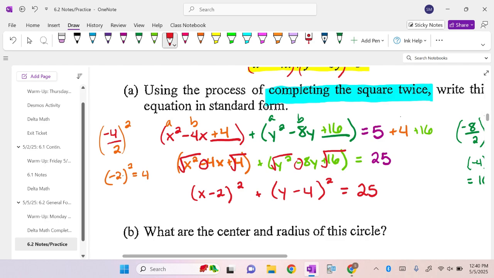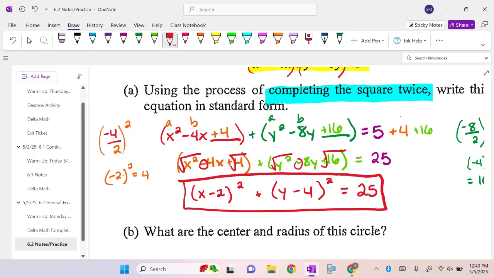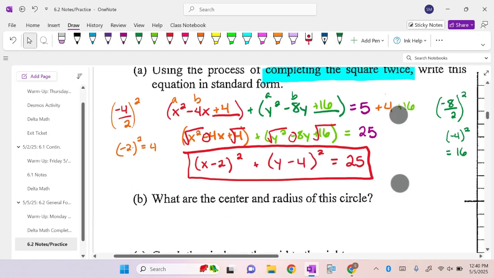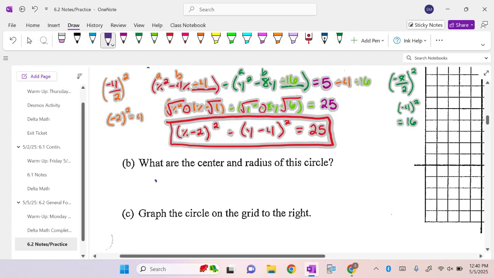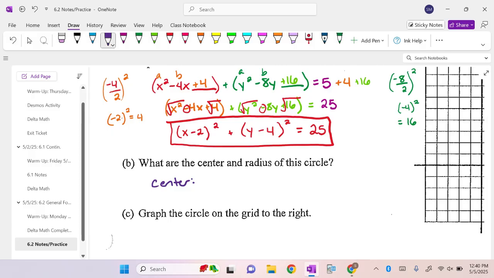Now, what does this look like to you? Isn't this an equation of the circle that we're used to? Yes. So now we got it into the standard form of a circle. All right. So now we can easily tell what the center and the radius is. So what's my center? 2, 4. What's my radius? 5. Square root of 25 is 5.